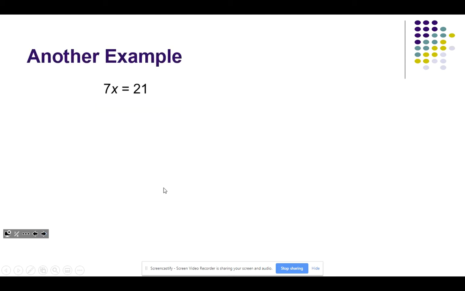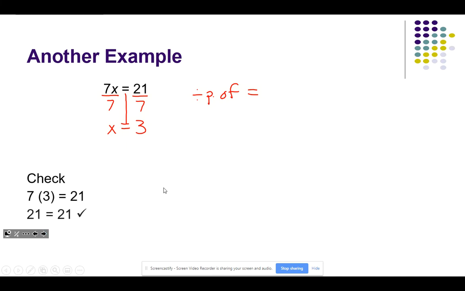Here's another example for you to try. Pause the video at this point to give yourself a chance to try it on your own. This time I can see, after I draw my mirror, that the relationship between the 7 and the x is multiplication. I'm going to divide both sides by 7 this time using the division property of equality. I end up with x equal to 3. In my check, I plug 3 in for x. 7 times 3 in my calculator is 21, and 21 is equal to 21, so I have a good solution.